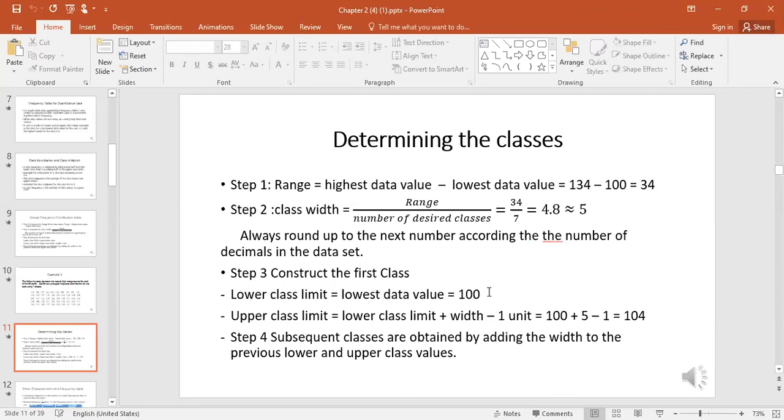To construct the first class, we identify the lowest value, which is 100. We add the width to 100 to get 105, and then we subtract 1 to get 104. So the first class will go from 100 to 104. Using this procedure, after getting the first class, the next class is obtained by adding the width, which is 5, to the lower class limit of the first class, which is 100. So the next class will have lower value 105.